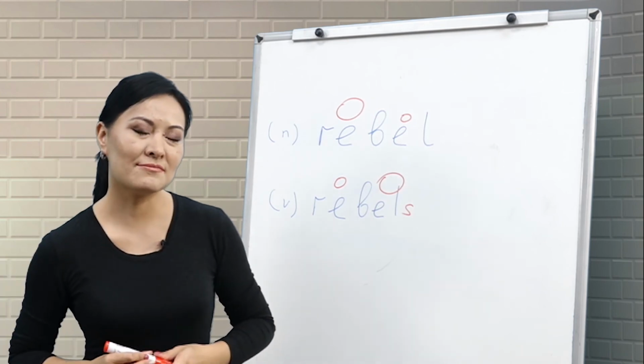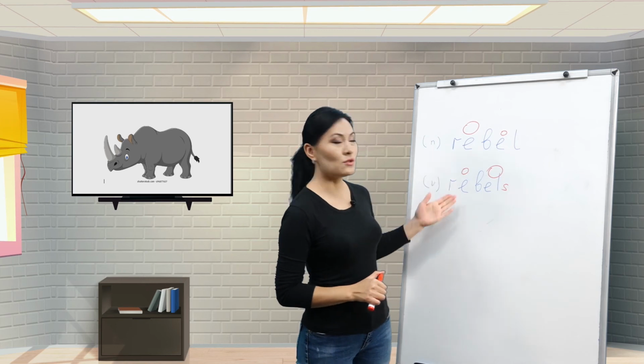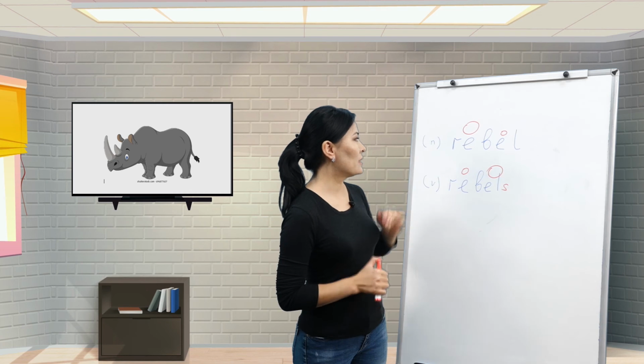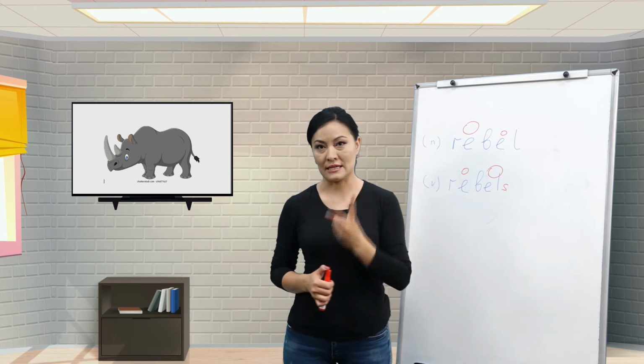So what's this? It's a rule. You must know it. When there are words with two syllables and they have similar words in a noun and verb, in a noun it's on the first syllable and in the verb it's on the second syllable.